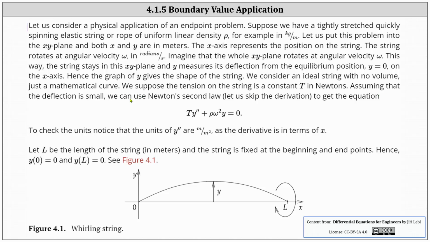Assuming that the deflection is small, we can use Newton's second law to get the equation T y double prime plus rho omega squared y equals 0. Let L be the length of the string in meters, and the string is fixed at the beginning and endpoints. Hence, y of 0 equals 0, and y of L equals 0, as pictured below.